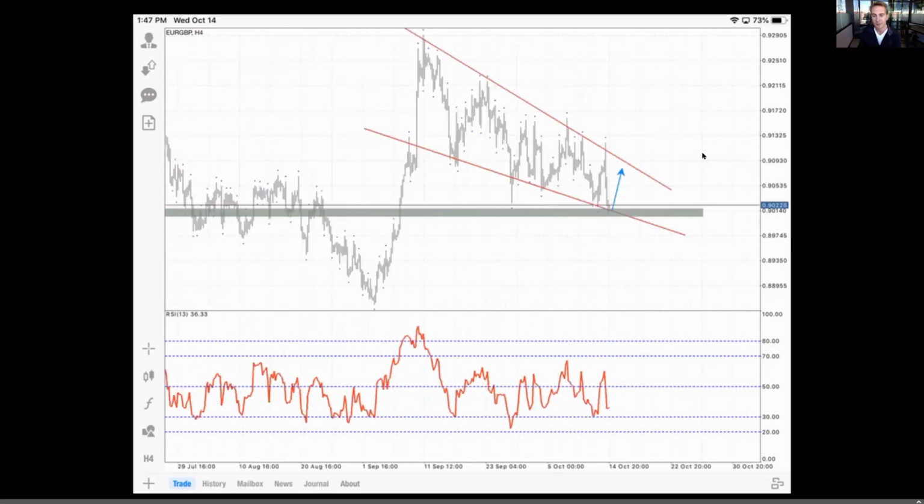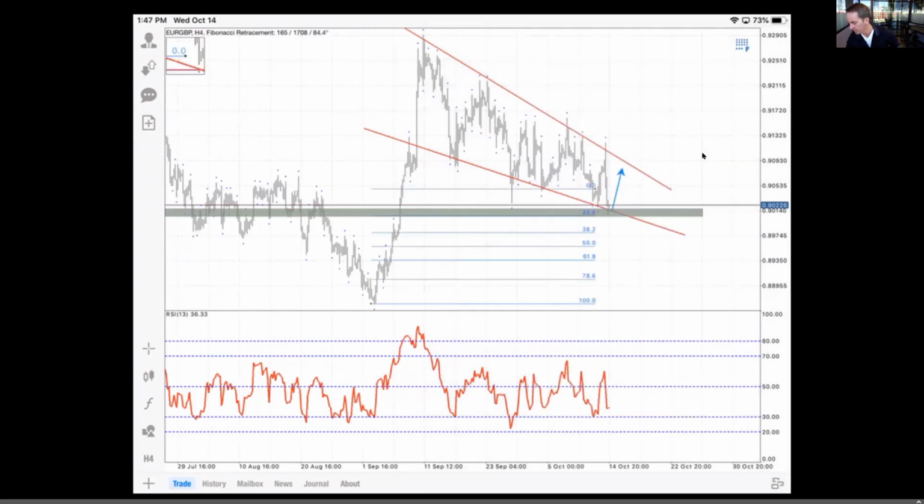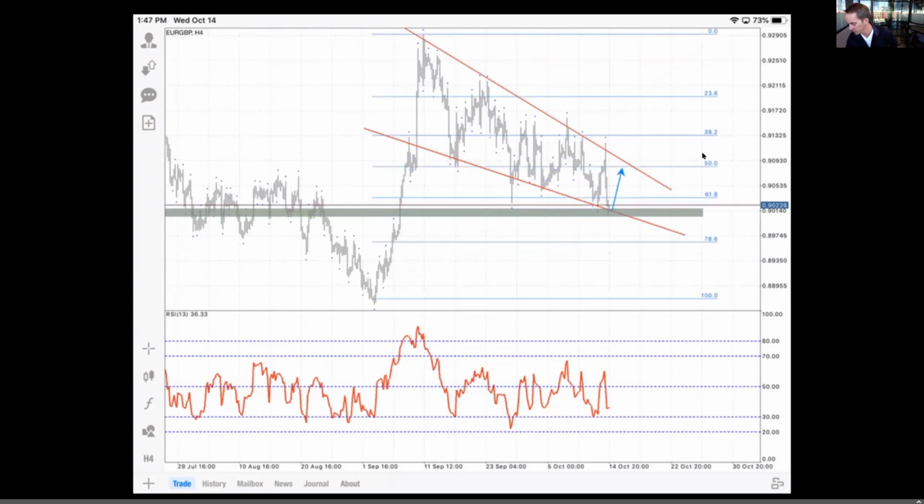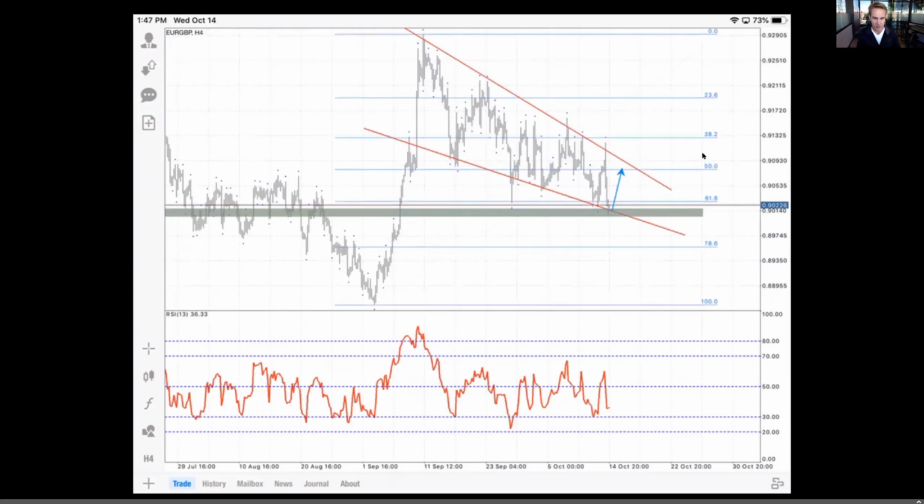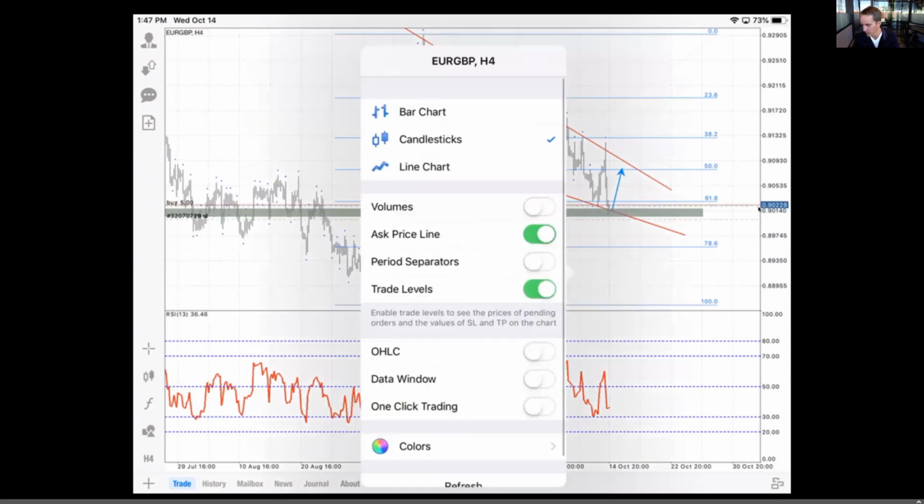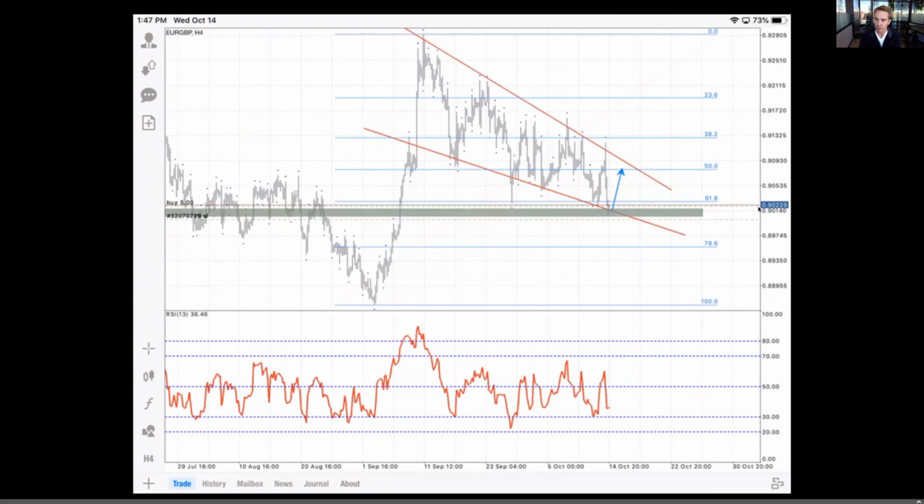But once I identify the structure, now I want to use my Fibonacci. Fibs are one of the greatest tools, from entries to exits, to get a gauge of what's going on in a trend. One of the most important ones is 61.8. We're actually trading a little bit below it here. My entry right now is at 90.20, stop loss at 0.90, so a 20 pip stop loss, not relatively tight.